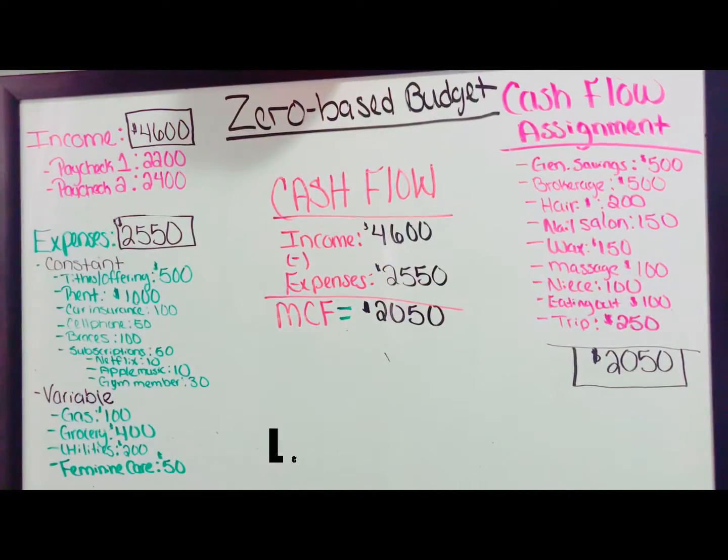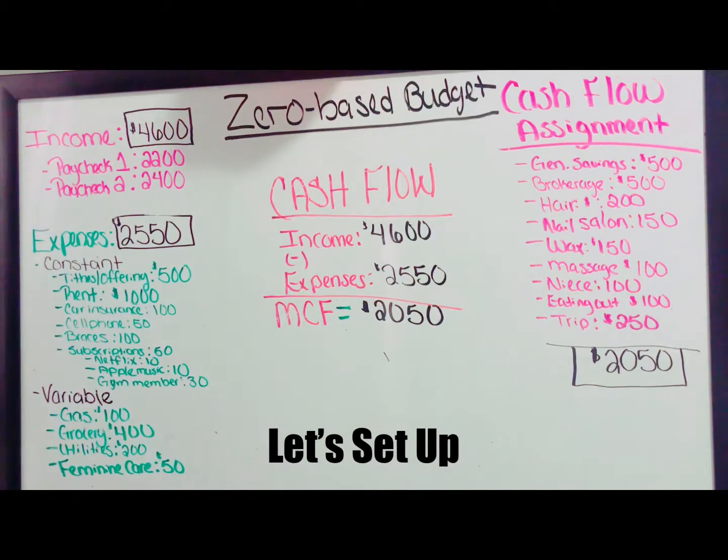The zero-based budget is where you account for every single dollar. You know exactly how much your expenses are each month. You know exactly where your money is going every single month. And I'm going to show you how to do it. All right, so let's get into this zero-based budget.